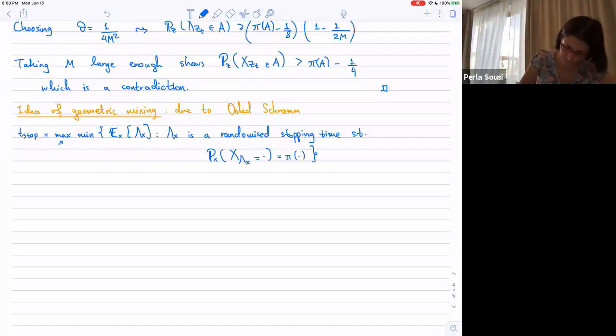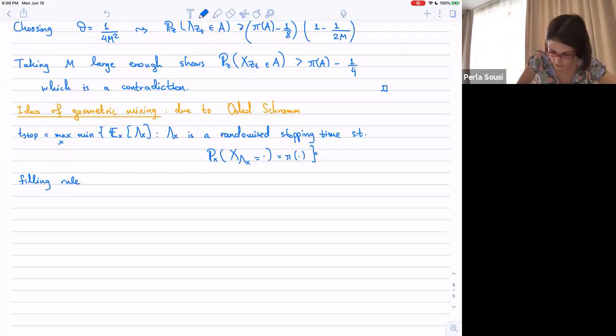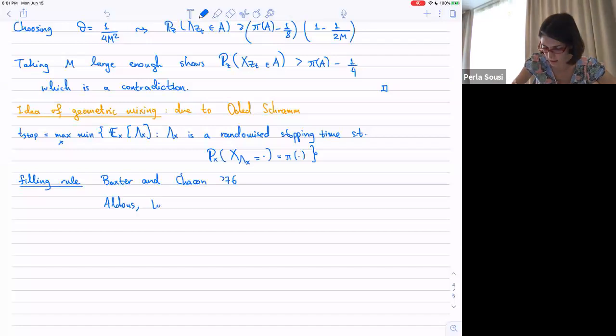So in this note, I discuss the filling rule, which is a stopping rule, and when I say stopping rule, I just mean a randomized stopping time. This construction goes back to Baxter and Chacon in '76. It was also used by David Aldous and Lovász and Winkler.